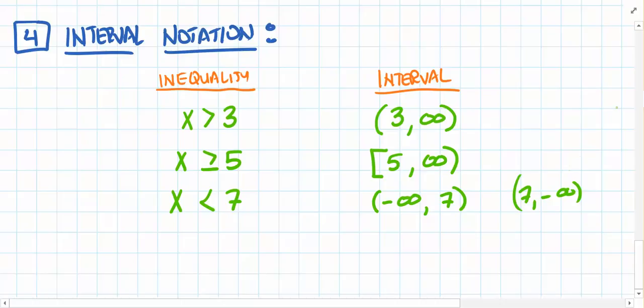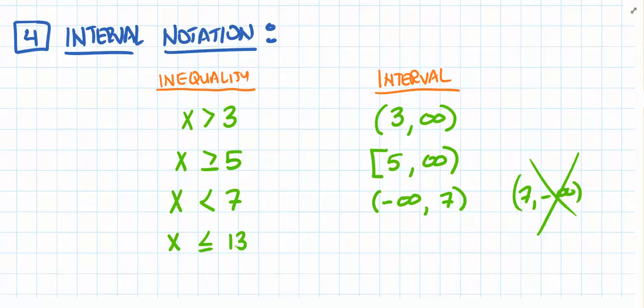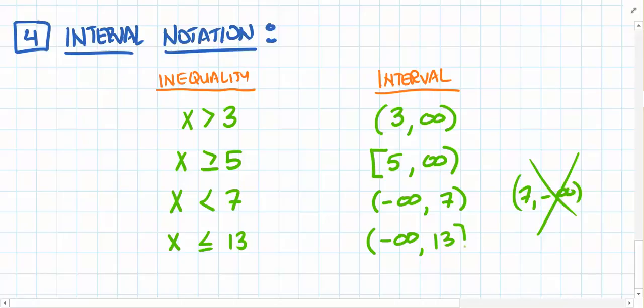All right, what if I gave you this one? x is less than or equal to 13. How would we write that in interval notation? Will, what do you got, buddy? You do the parentheses. Yep. And then negative infinity. Yep. And then we use a bracket or a parenthesis? A bracket. Why do we use a bracket? Because 13 is included. Very good.